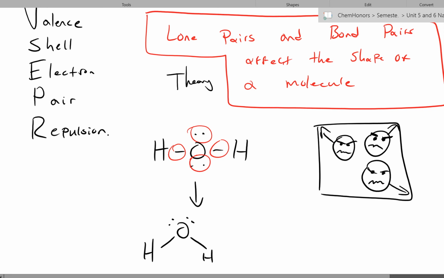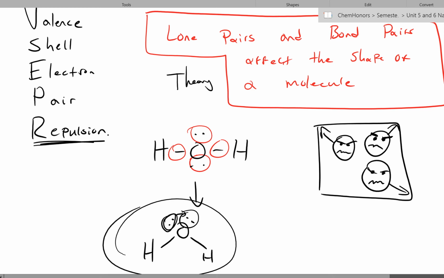Same thing happens with these electrons. The electrons are all extremely negative, so they're going to try and separate from each other and push out as far as they can. So this lone pair is going to repel the other lone pair. They're going to push up against each other and try to separate as much as possible. So we use VSEPR theory, valence shell electron pair repulsion theory, to help us determine the actual shapes of molecules.